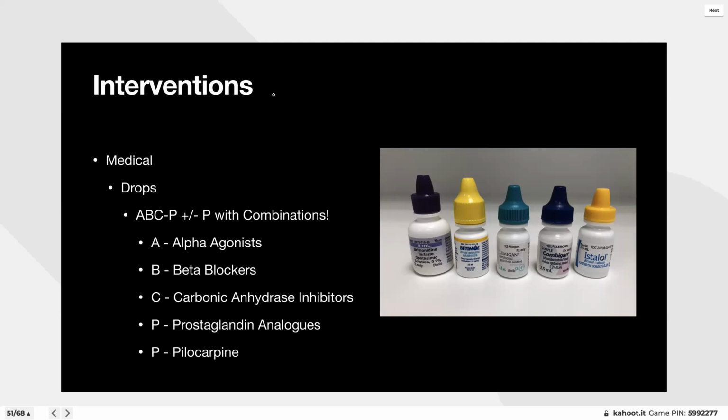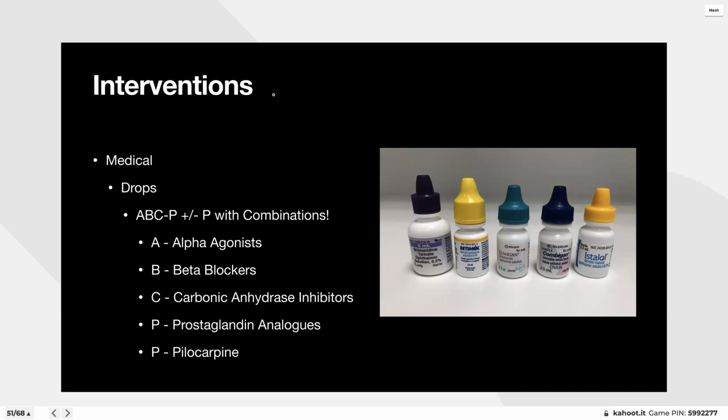So A, alpha agonists would be things like brimonidine. B, beta blockers, the most common one that we use now is timolol. We do have something called betaxolol as well. C, carbonic anhydrase inhibitors. These are things like dorzolamide or brinzolamide.